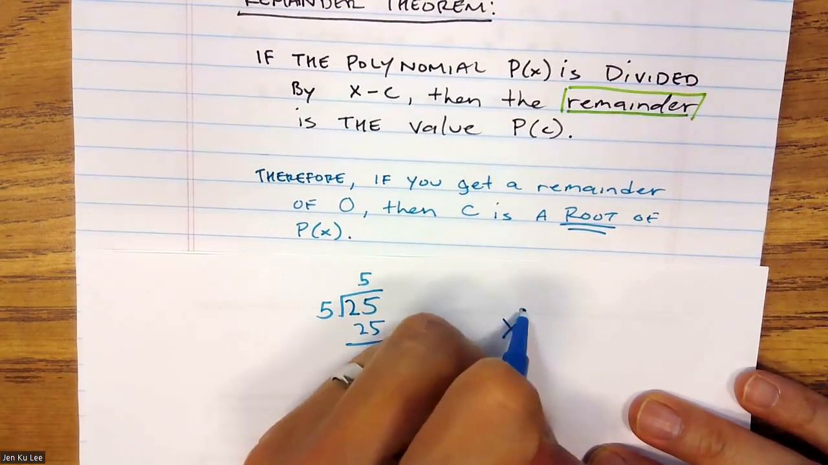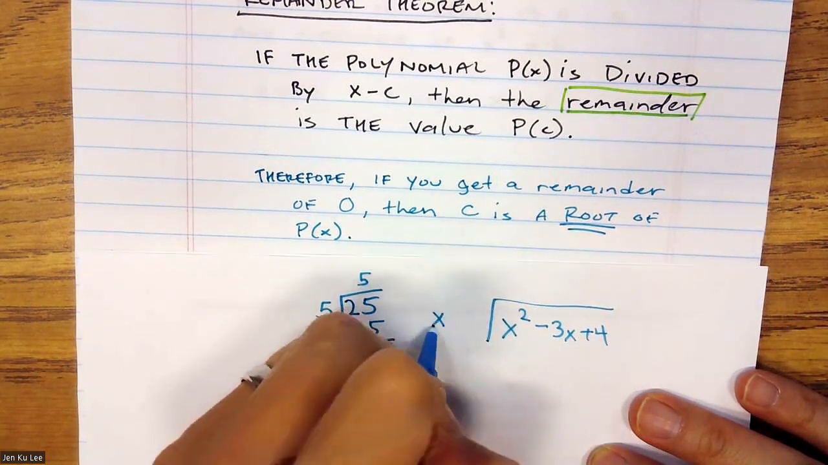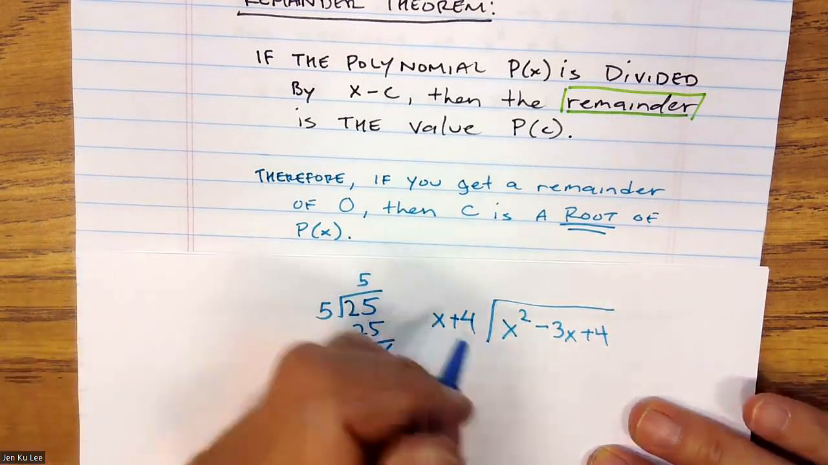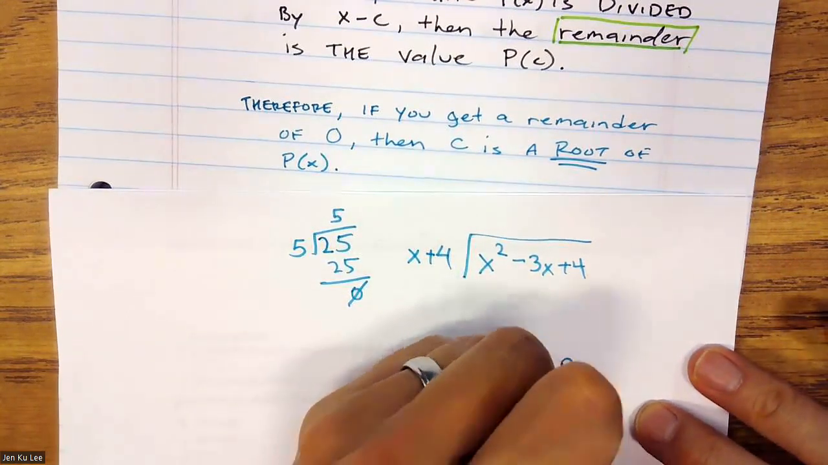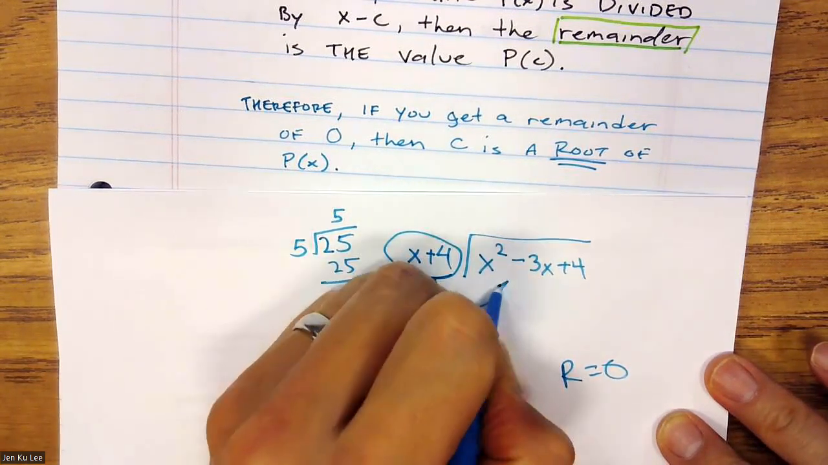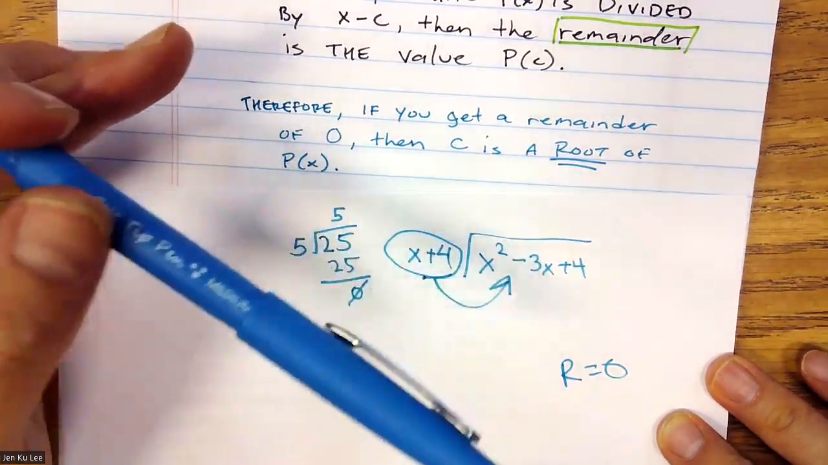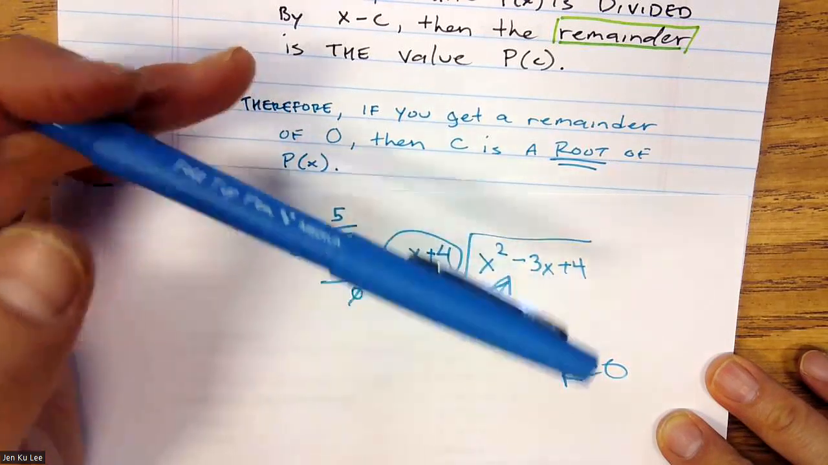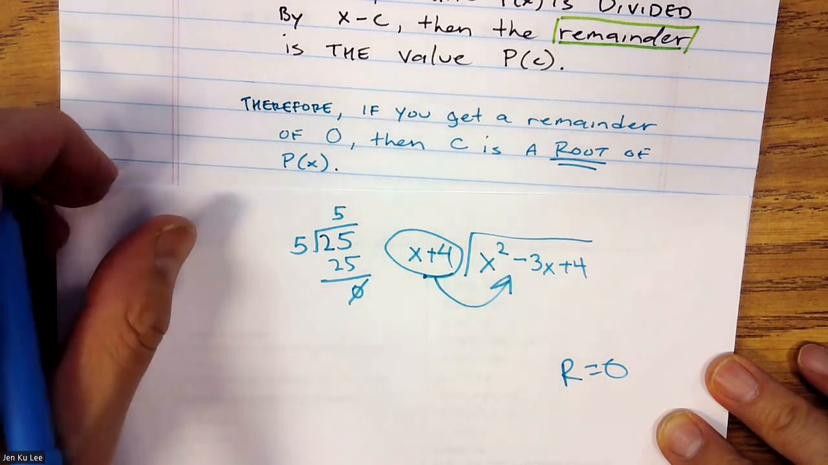So if I have x squared minus 3x plus 4 divided by x plus 4, let's say, and I do this math, I long divide or synthetic divide, and I get a remainder of 0. That means that x plus 4 is a factor of that, and negative 4 is going to be a root of this. Okay, does that make sense?